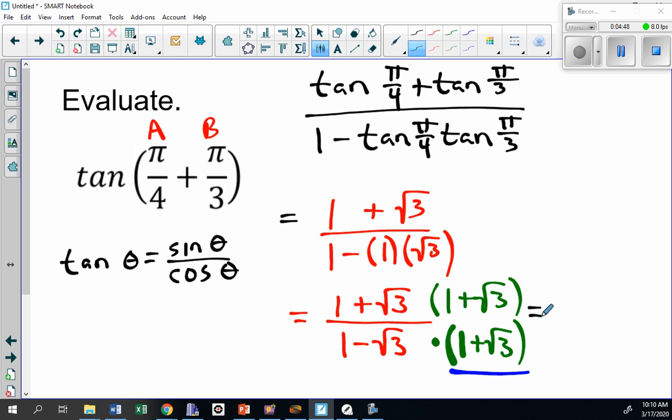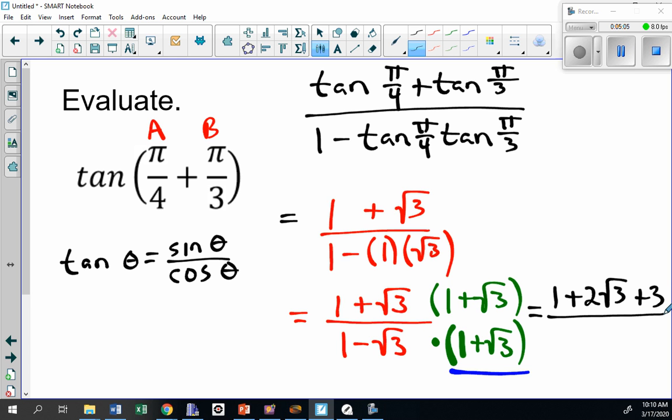So 1 times 1, using FOIL, is 1. This is a perfect square, so I do know that the middle term is going to be 2 times the square root of 3, so it's just double. And then square root of 3 times square root of 3 is 3.